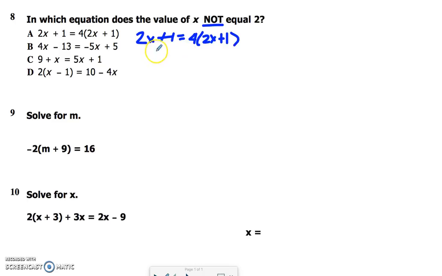Alright, so I've got to go through my regimen. I'll leave this side alone for right now, 2x plus 1. So I can get over here and distribute first. 4 times 2x gives me 8x plus, don't forget to get those arrows popping because you also need to multiply 4 times the 1 over there. Don't forget it. So 8x plus 4 is what I get.